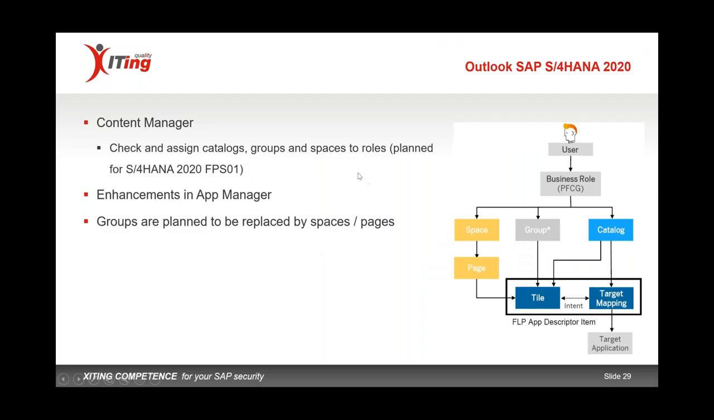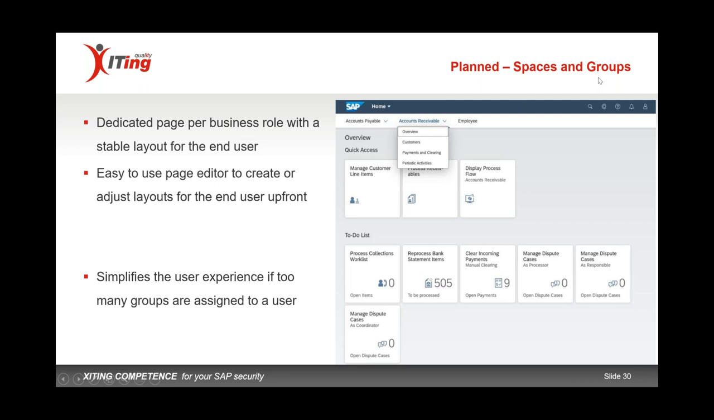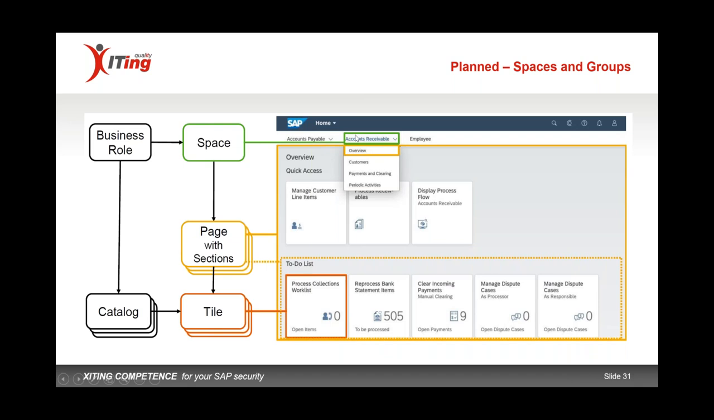The problem is if I have too many groups, then in the horizontal where I can see the groups on the launchpad, on the homepage, I have to scroll horizontally. Because if there are more than 10 groups or so, then I have to scroll horizontally. It's very messy, especially if a lot of groups are assigned, and makes it not very user-friendly. So what SAP tries to do in the future, instead of authorizing groups, we can authorize spaces and pages. It's a typo here. And basically what we can do, and I can show it on the next screen, is build spaces, like for example accounts receivable, that's the space. And within that space, we define different pages. A page could be like an overview page. That's basically our groups that we have today, like we can see here.